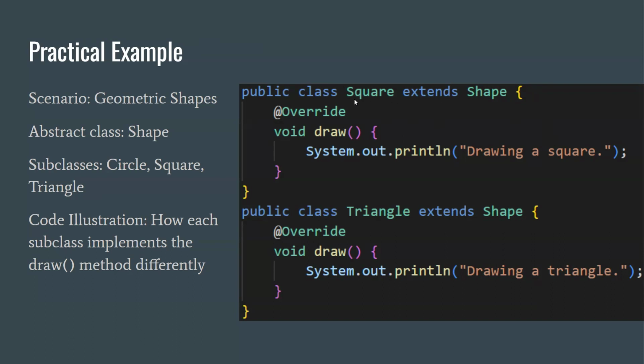Here's an example of square and triangle extending the shape class, and we can see that each has its own implementation of the draw method.